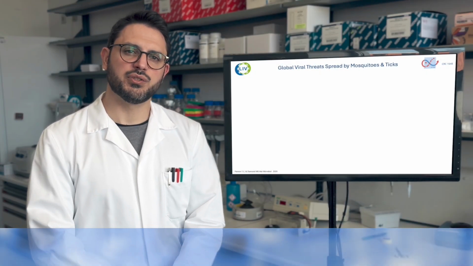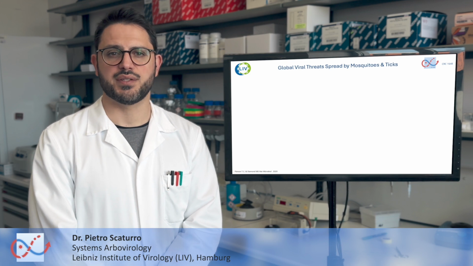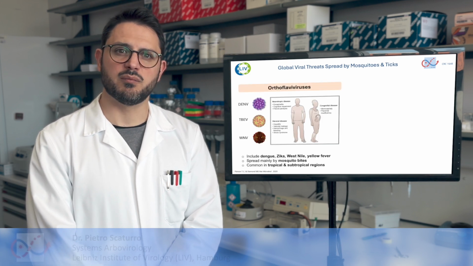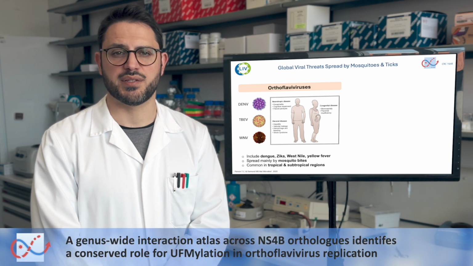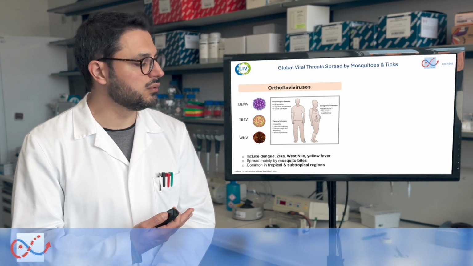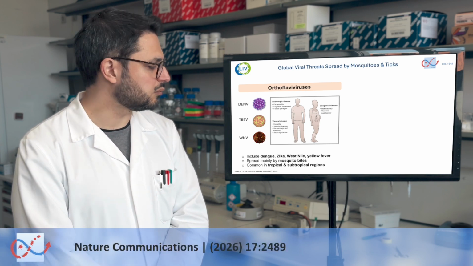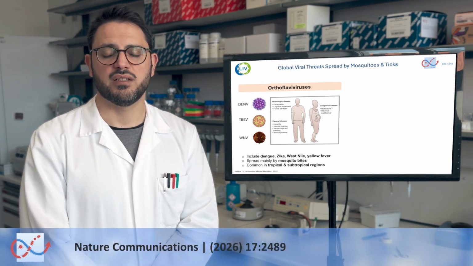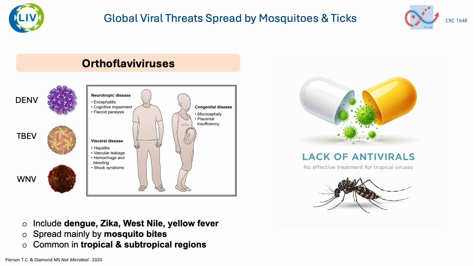Global warming is pushing hundreds of new ticks and mosquito species to new climatic areas. And with them, also a number of human pathogens are making their way into colder climatic areas. These viruses belong to families like orthoflaviviruses and include important viruses like dengue virus, West Nile virus, or tick-borne encephalitis virus. Unfortunately, there are currently no antiviral therapies on the market, and therefore we should improve our basic research efforts.